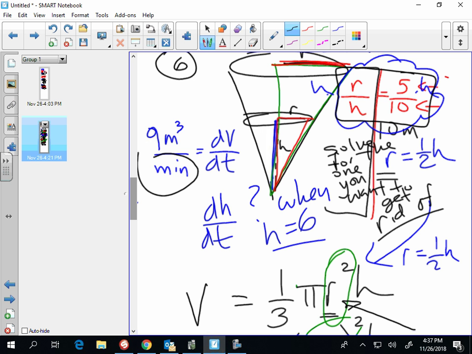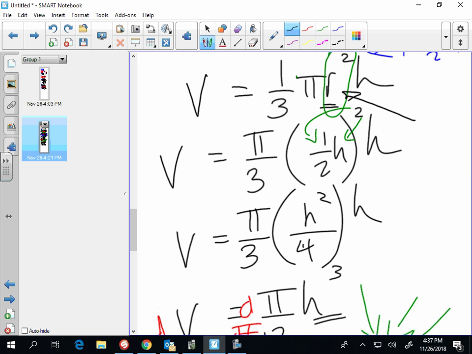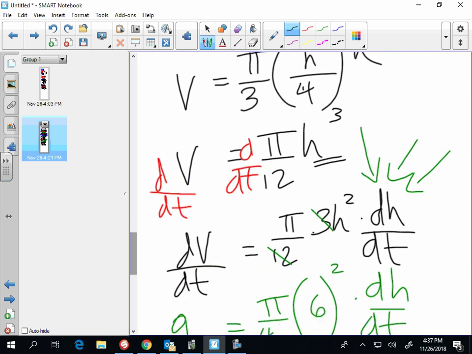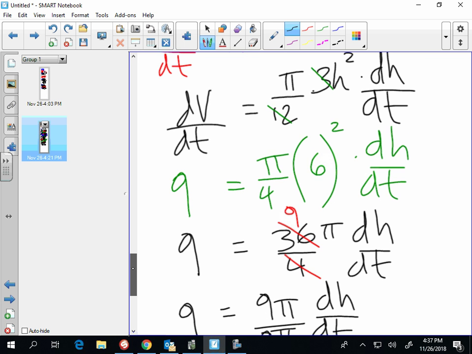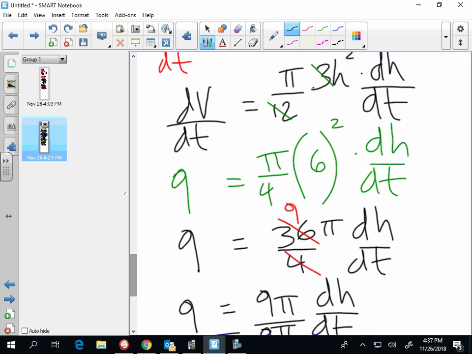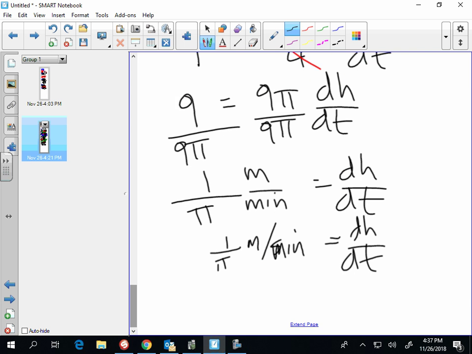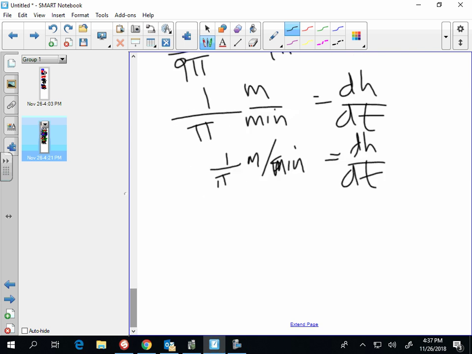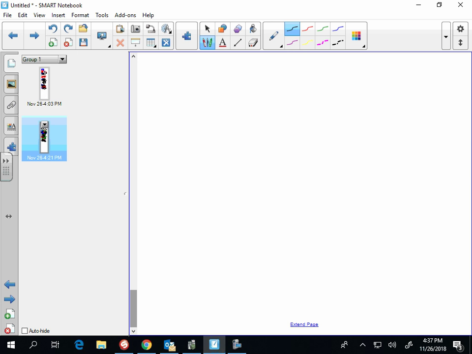Okay, so we solved for r. We plugged r into this other equation. Don't forget we had to square 1/2 h, squaring the h and squaring the 1/2. And that allowed me to simplify to pi over 12 h to the third. Now the calculus, pretty straightforward. We took the derivative with respect to time of both sides, and then we plugged in our h, we plugged in our dV/dt, and we solved for dh/dt. I think the calculus in these problems is pretty easy, certainly easier than in the optimization problems.